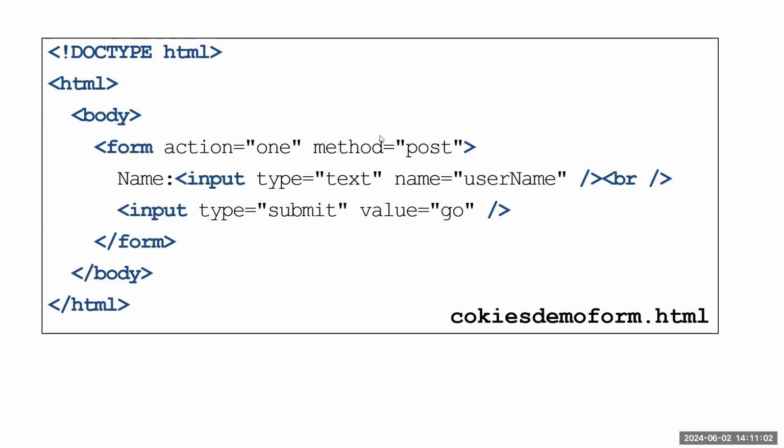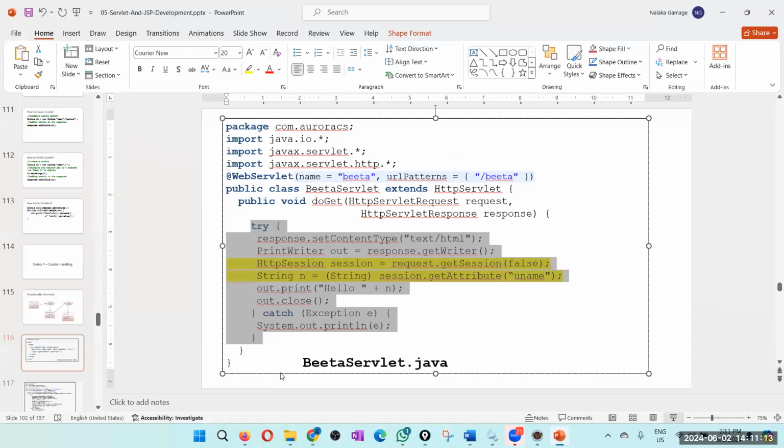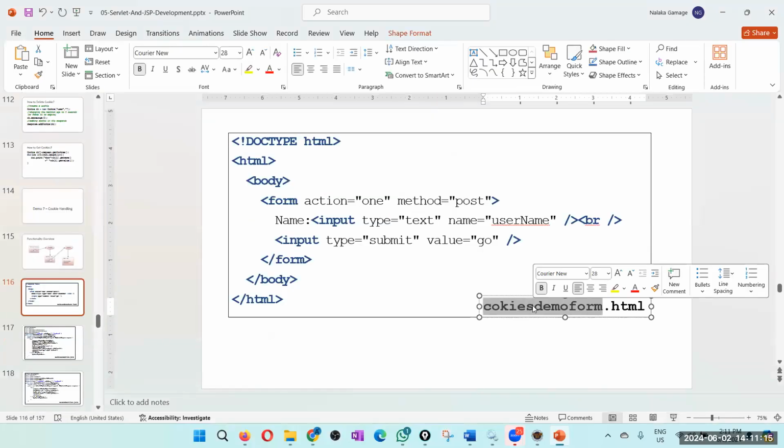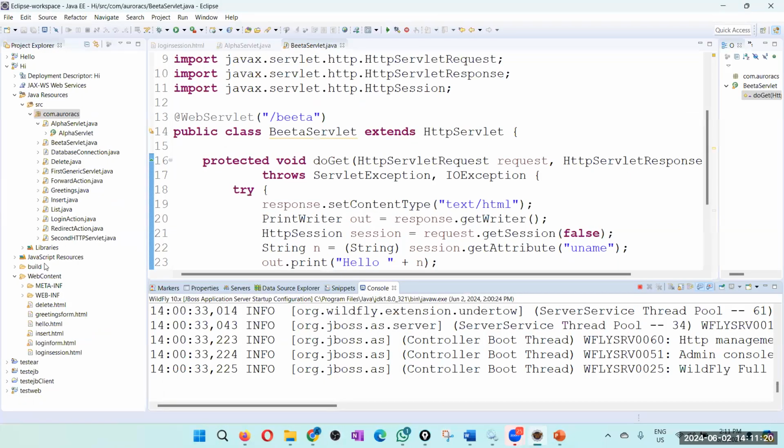Again, this form is the same, but because we want to map it to a different servlet, let's create a different form with a different name. Okay. So let's call it cookies demo form. You know where the HTML files are created?